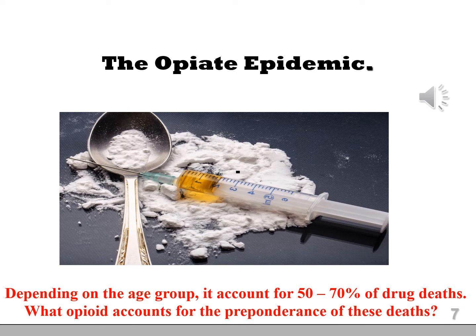I'm sure we're all aware of the opioid epidemic, the effects it's had on our communities, our nation, and some of us personally. Depending on the age group we're speaking about, it accounts for anywhere between 50 to as high as 70% of drug-related deaths. What opioid accounts for the preponderance, the bulk of these deaths? You're saying heroin? No, fentanyl.